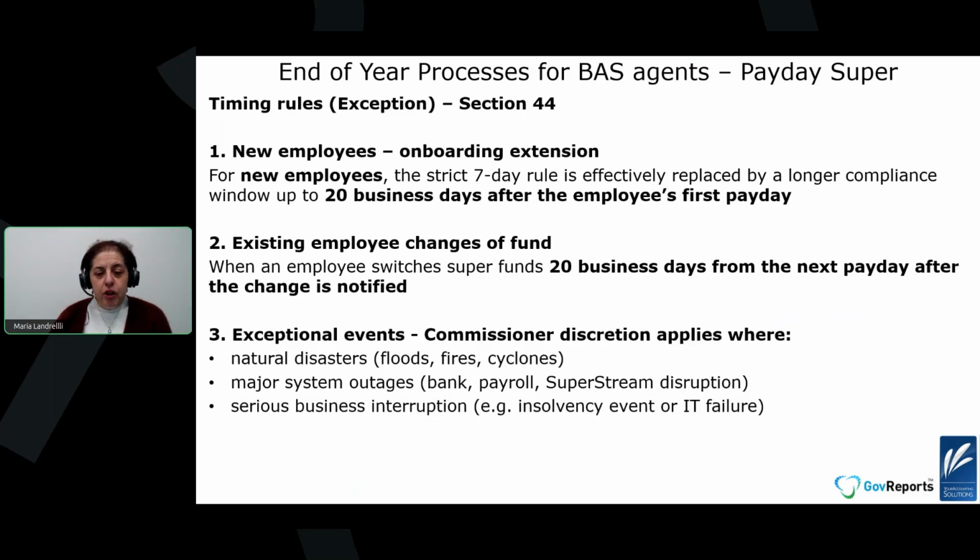There are exceptional events that are at the Commissioner's discretion, like we do now with the BASs. If there's a natural disaster, floods, fire, cyclones, if there's major system outages, banks, payroll, superstream, or serious business interruption, insolvency, or IT failure.